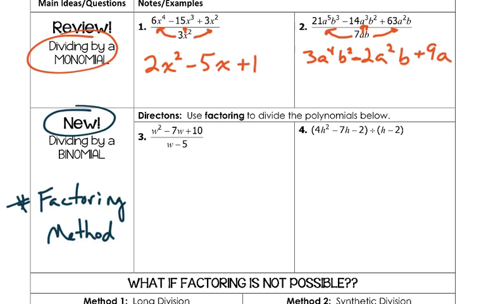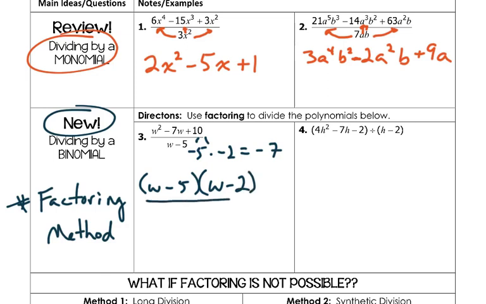What are two factors that multiply together to get 10, but add up to get -7? Well, they're both going to have to be negative. A negative times negative gives us a positive. When we add two negatives together, we get a negative. So -5 times -2, when we add them, we get -7. That's it. So we factored the top, just doing our normal trinomial factoring. W minus 5 over times W minus 2 over W minus 5.